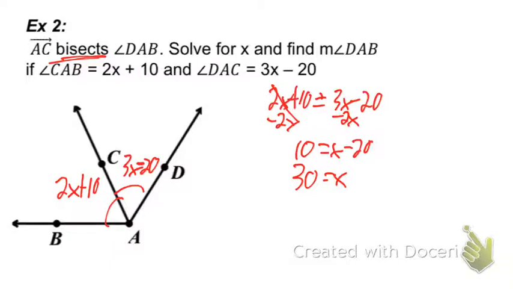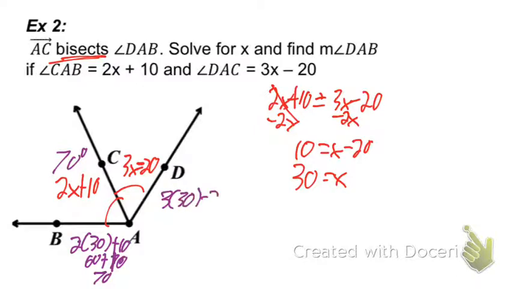Okay, so I'm going to practice by plugging it into each, just to check our work. So 2x plus 10, 2 times 30 plus 10. So 60 plus 10. So that's 70. And the other one, 3x minus 20. 3 times 30 minus 20. So 90 minus 20. So that's 70 as well. So are they equal? Yes. The measure? So they are. That's good. We did something right. Okay.